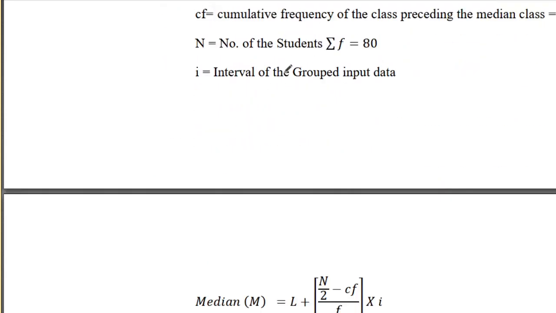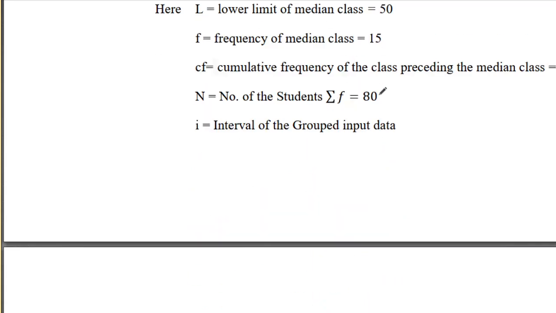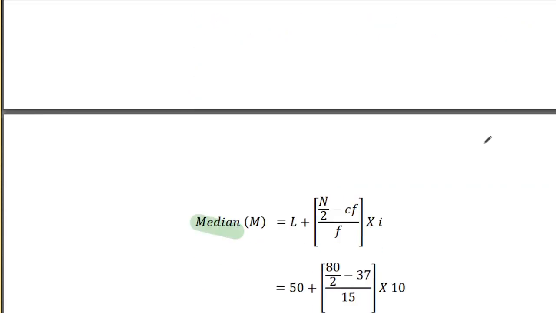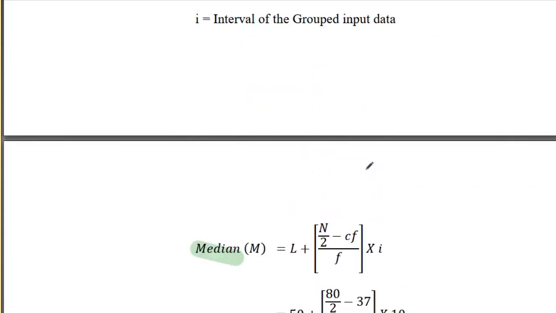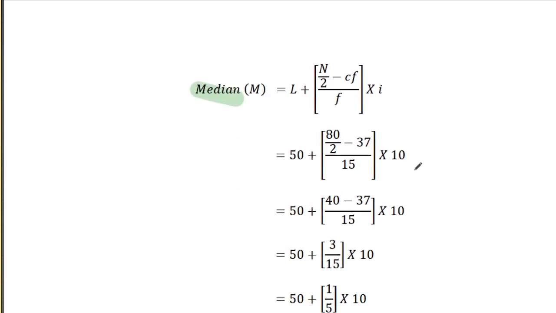So substitute these values in median formula. Median, it is denoted by M equal to L plus (n by 2 minus CF) by F into I. 50 plus n value 80 by 2 minus CF value 37 by F value 15 into I value 10.